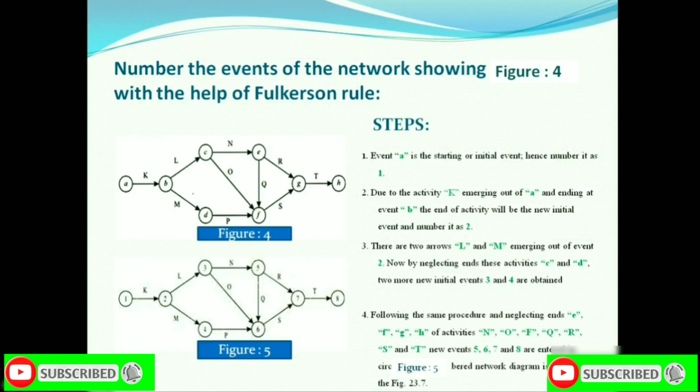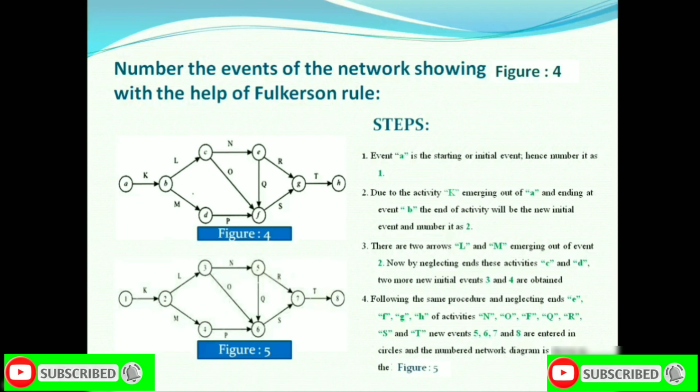Then for activities N, O, P, Q, R, S, T, we enter 5, 6, 7, 8 in the circles. So we can observe that here we allocate the numbers to events one by one. They are in sequence, and the end event has the highest number, that is 8.